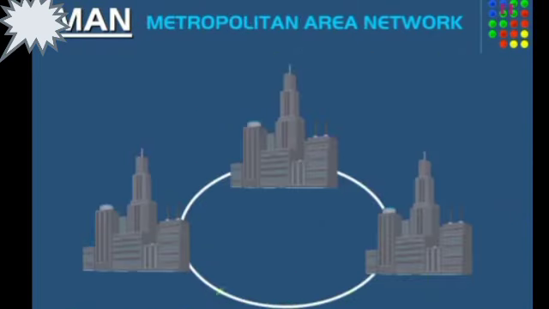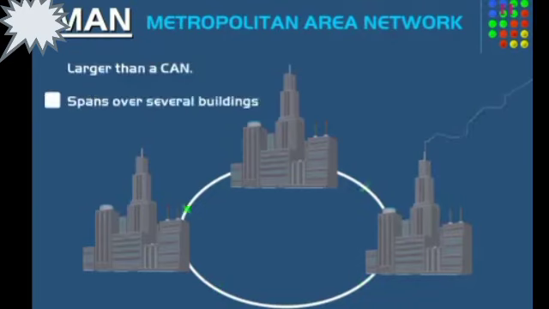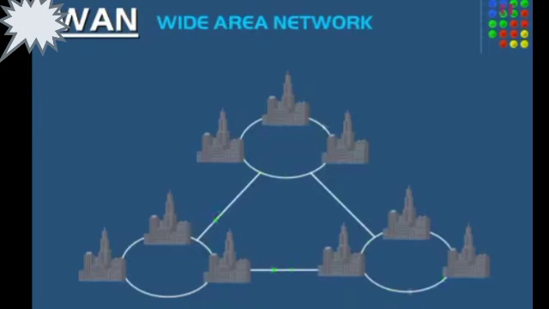Next is the MAN, Metropolitan Area Network or MAN. Some of the features of MAN include: it is larger than a CAN. It spans over several buildings in a city or town. It covers the network over a city or town.